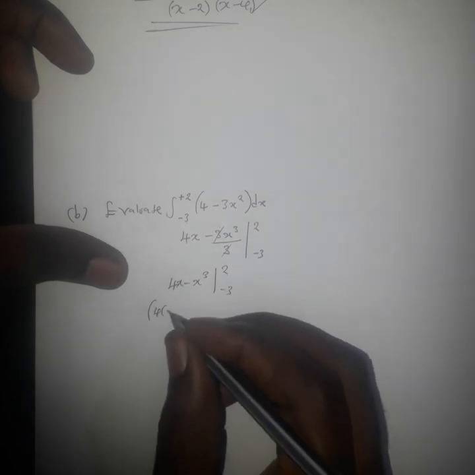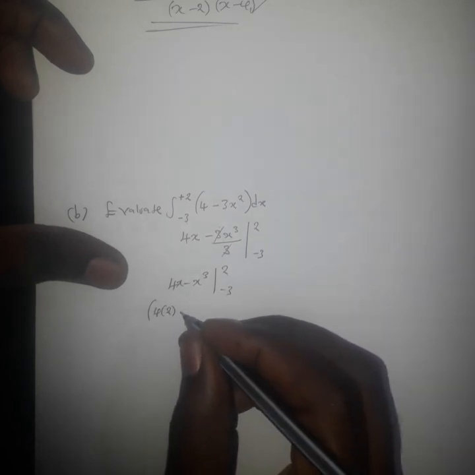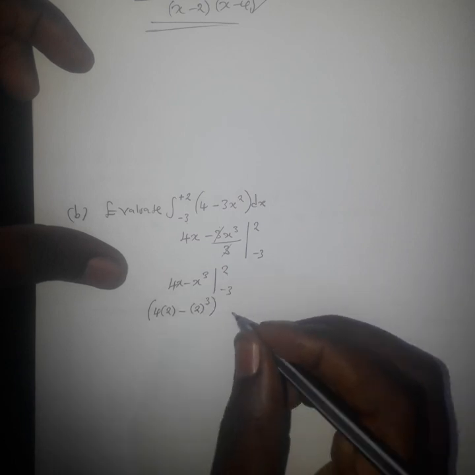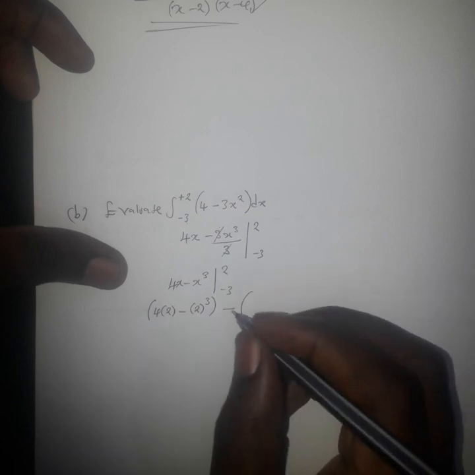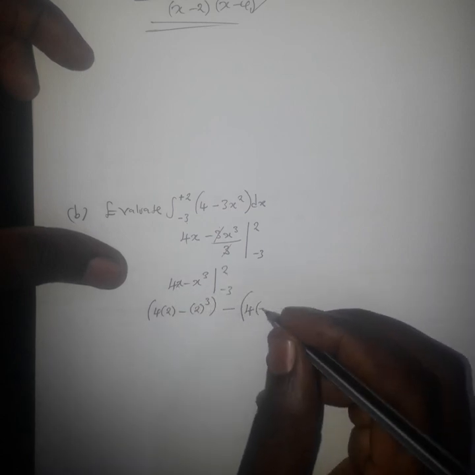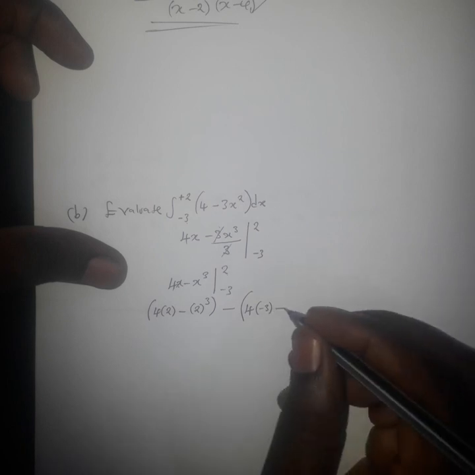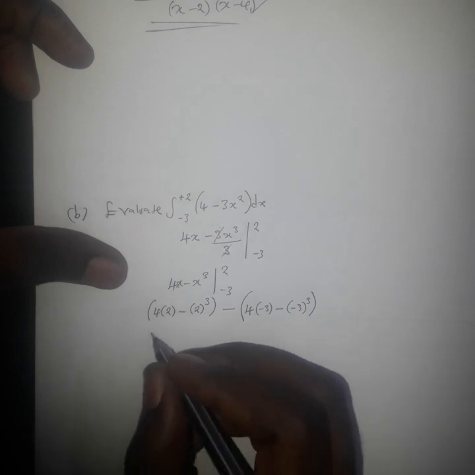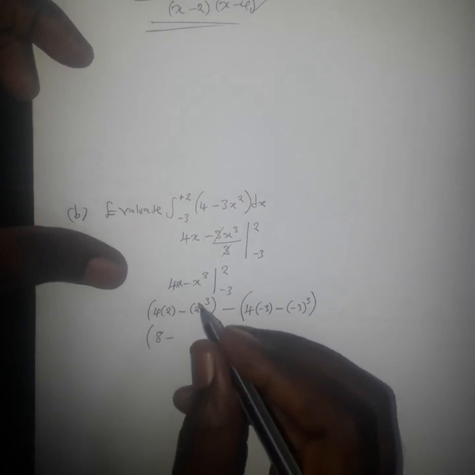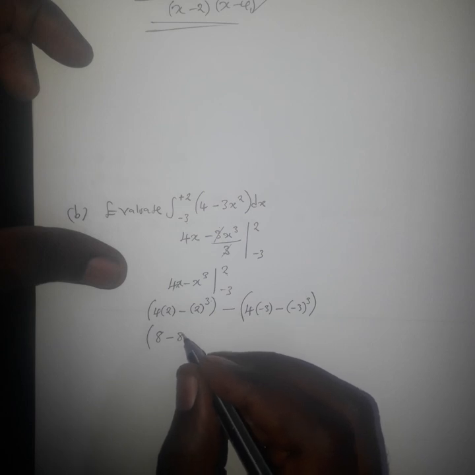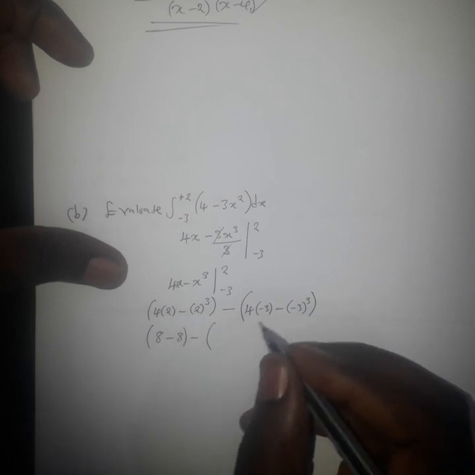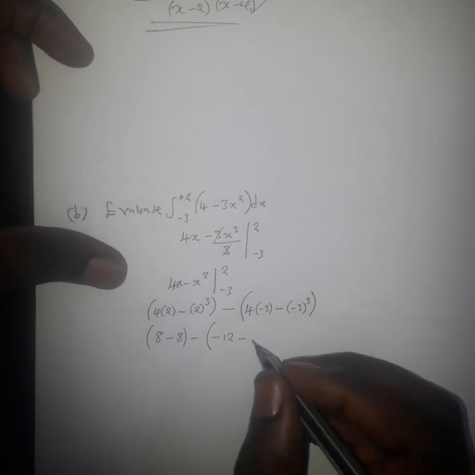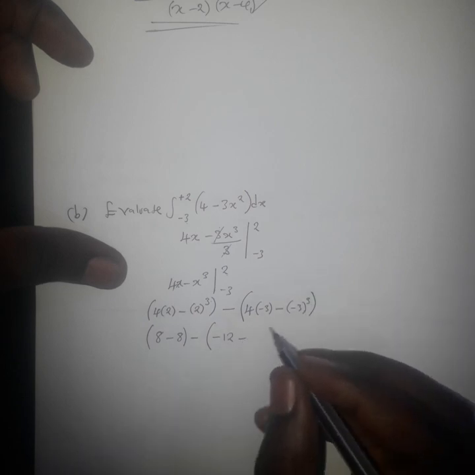So it will be 4 multiplied by 2 minus, again 2 there, 3 minus, we get the same 4, then we substitute this time by negative 3 minus negative 3 to the power 3. So this will come to 8 minus this 2 power 3 is also going to give us 8 minus, then inside we shall get negative 12 minus negative 3 power 3 will give us negative 27.